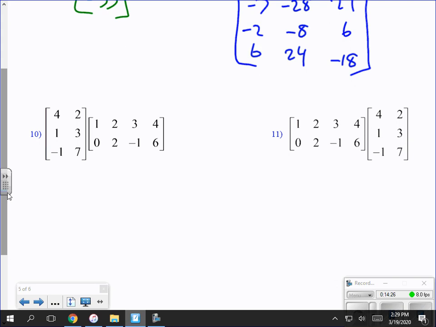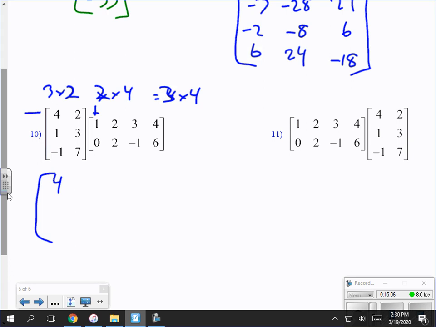So this one here, I have a 3 by 2, and this is a 2 by 4. 2 by 4, so I can multiply them because these are the same, and my answer is going to be a 3 by 4 matrix. So I do these times these. Sorry, 3 by 2, 2 by 4, so my answer is 3 by 4. Oh my God, I got to slow down a little bit. So 4 times 1 plus 2 times 0. That gives me 4 in my first spot here.